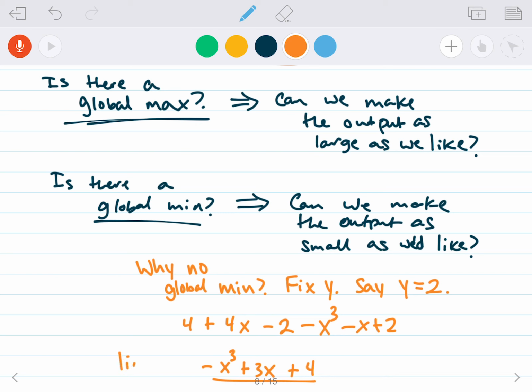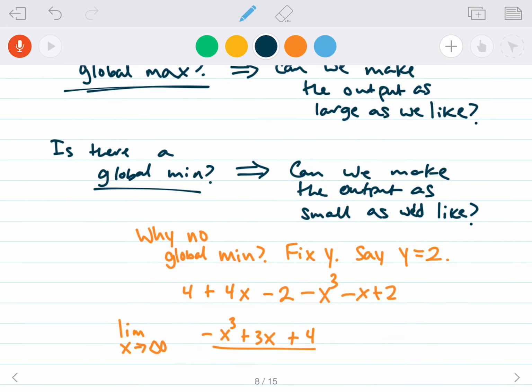So let's take the limit as x goes to infinity of this function. When x gets huge, this is the dominating power, right? It's the third power. So when x gets huge, this thing gets super, super small. So this goes to negative infinity. So we can make this function arbitrarily small, which means that there is no global minimum. We did that by saying, I'm going to show you there's no global minimum on this domain. We're going to say y is just some number, we're going to fix it, say y is equal to 2.